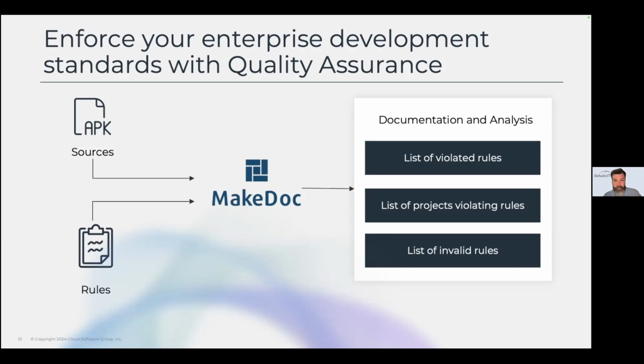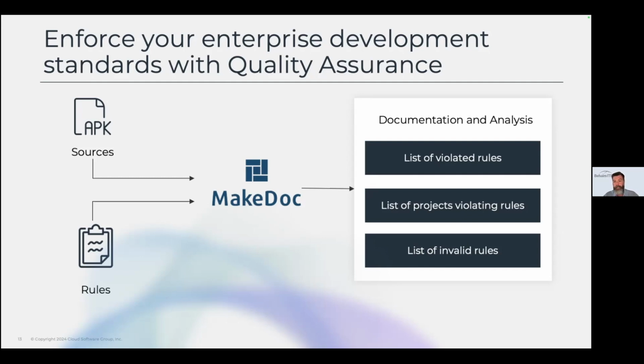Quality assurance provides you a code review. So basically, you have your source code, your projects, and then MakeDoc has implemented a set of rules. If you combine your source code with those rules and apply the rules on the source code, MakeDoc generates a report which contains or consists of a list of all violated rules, and then also provides you a list of projects that are violating some rules.